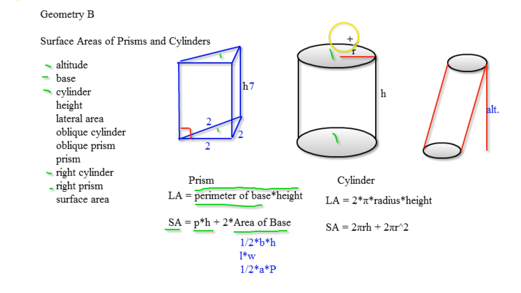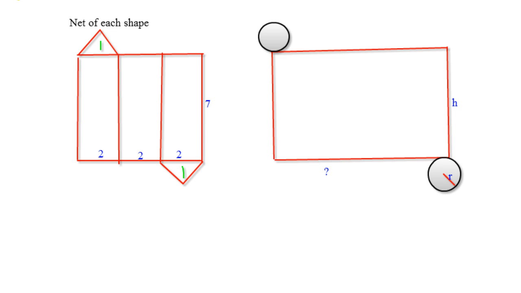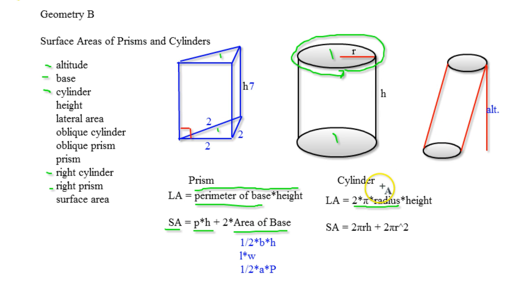Well, if we go back to the original picture, if we start here and we go around the actual object, we just went around the circumference. So guess what? 2 pi times radius. All right, so this is in fact the circumference of the circle. Okay, so if we take the circumference of the circle and times it by the height, we will actually get the lateral area of a cylinder. So that's really nice.